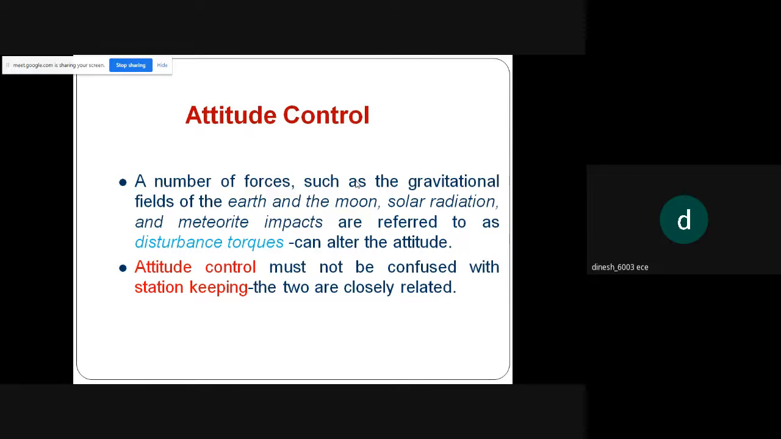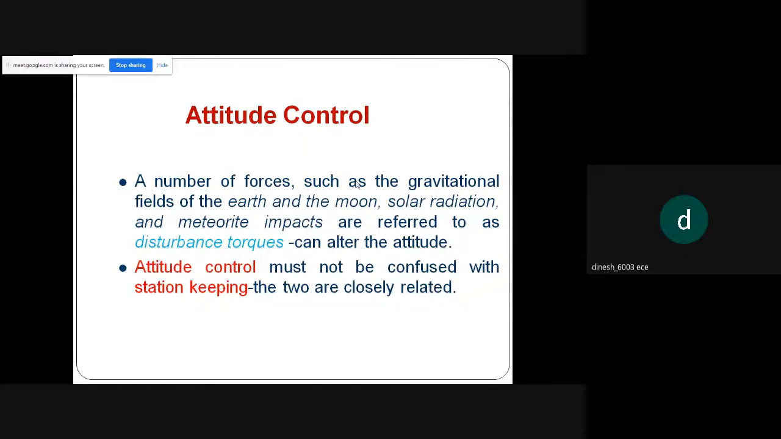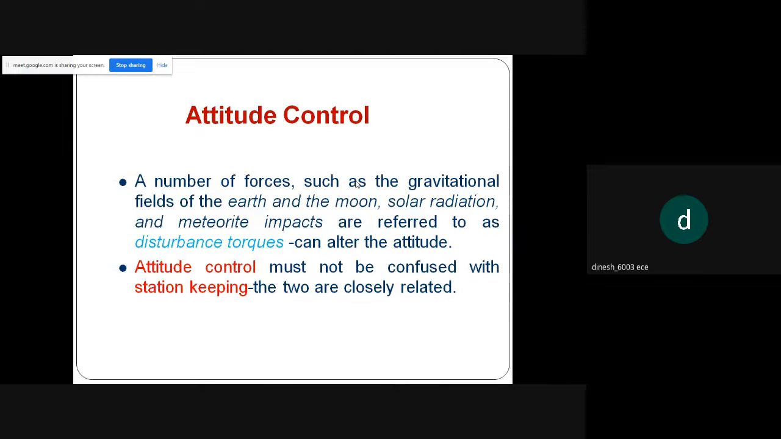Solar radiation. When the satellite comes in between the sun and the Earth, the solar panels will be exposed to more amount of radiation or more amount of heat. So due to that, the solar panels will emit more radiation. And next is the meteoroid impacts. The celestial bodies or the meteoroids moving in space will create disturbances in the direction of the attitude or in the motion of the satellite. So that has to be checked.